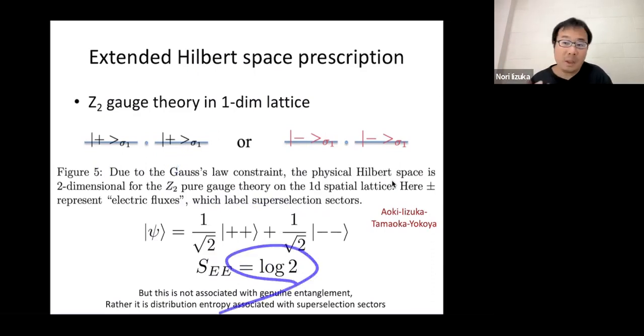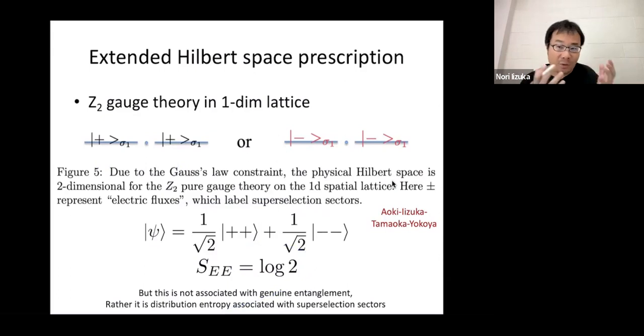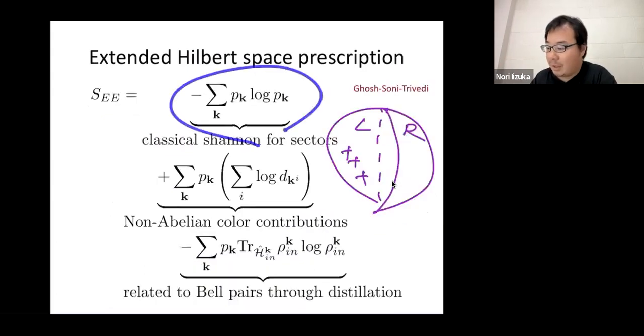So this log 2 is not entanglement, but rather it's a Shannon contribution of the flux distribution of the two superselection sectors, plus and minus. So you have to subtract this, because this is not genuine entanglement entropy associated to the Bell pair. Okay, that's this part.